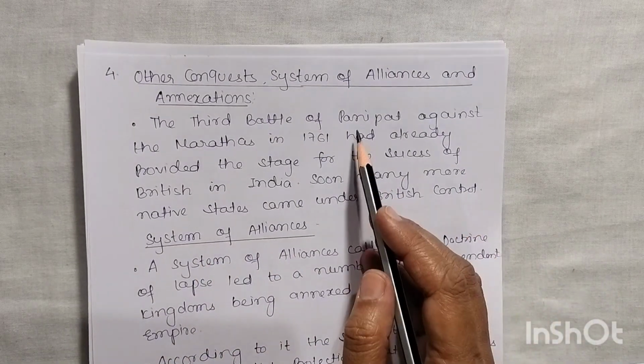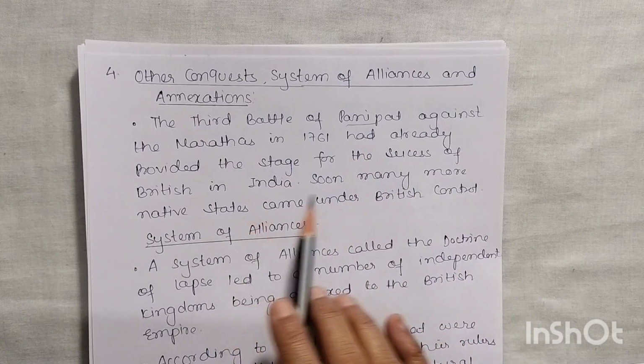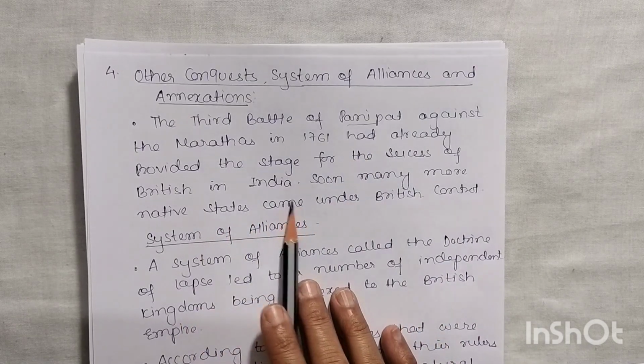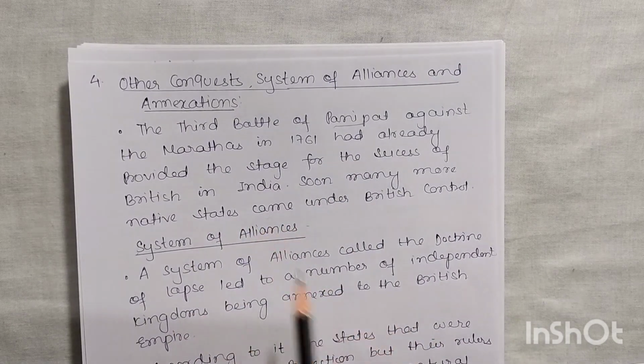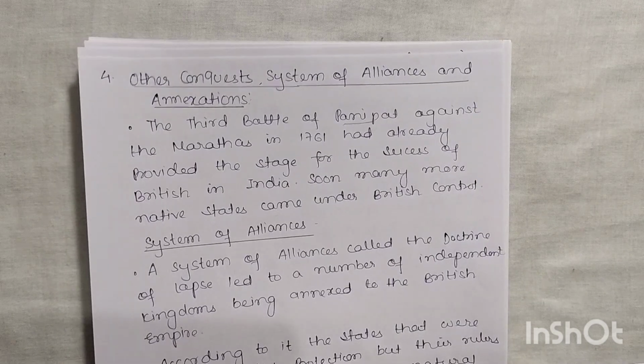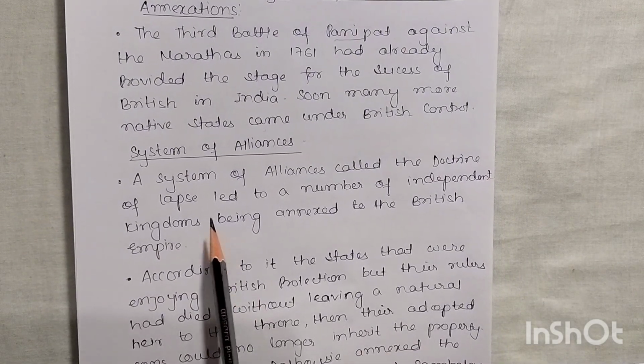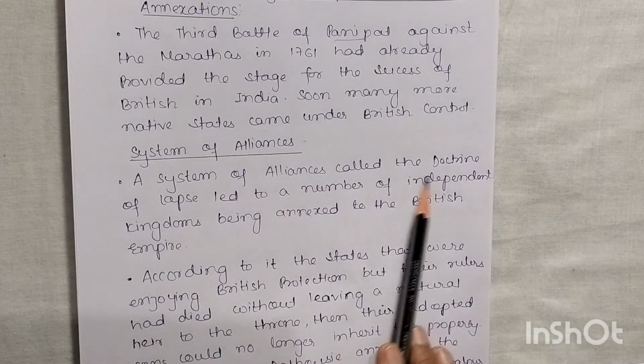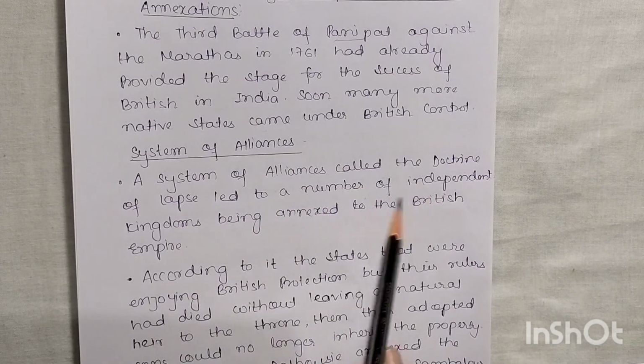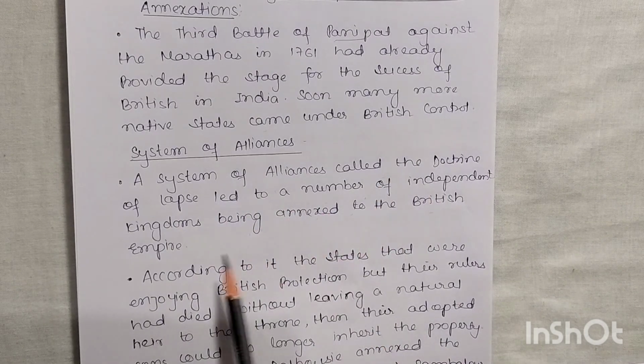Okay, so after the Battle of Panipat also, what happened? The Britishers gained control, and many more native states they just captured. Now they introduced the system of alliances. What was that one? A system of alliance called the Doctrine of Lapse led to a number of independent kingdoms being annexed to the British Empire.